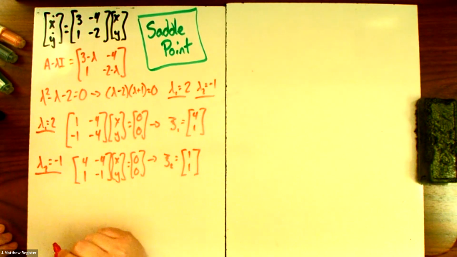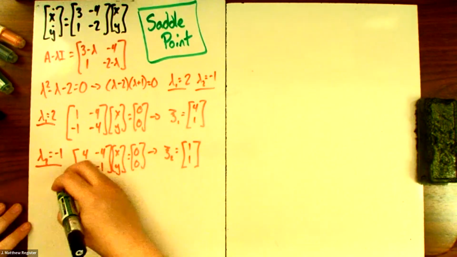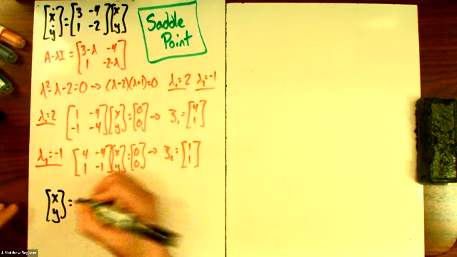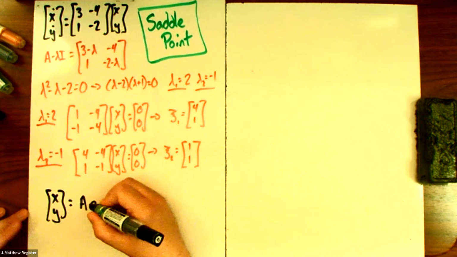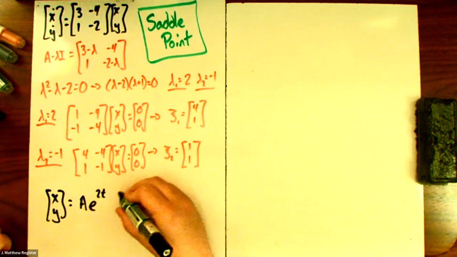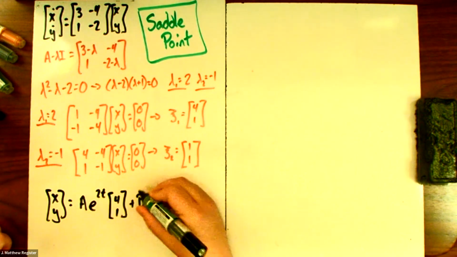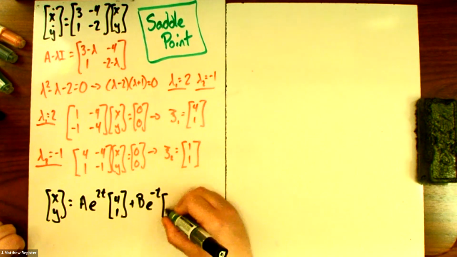And so we have the general equation now. The general solution is going to be given by x, y is equal to a e to the 2t times 4, 1, plus b e to the -t times 1, 1.